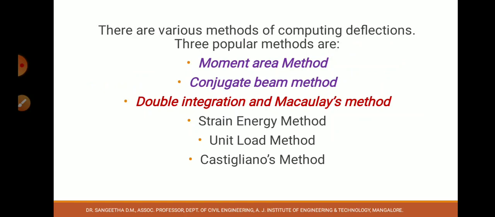There are various methods of computing the deflections. Several methods are available. Among them, 3 are very popular. One is the moment area method, conjugate beam method, double integration method and Maculay's method, strain energy method, unit load method, Castigliano's theorem or Castigliano's method. As of now, we will be dealing with the double integration method and Maculay's method.